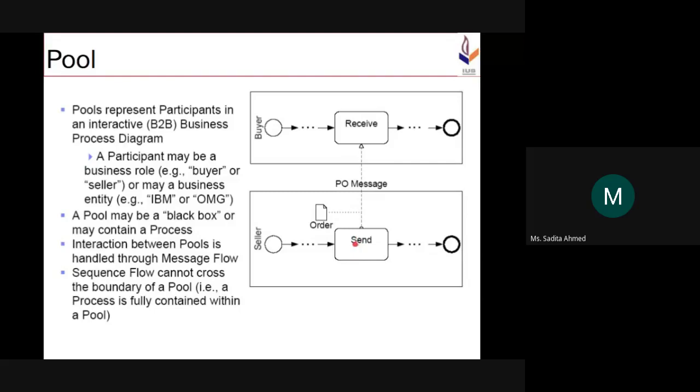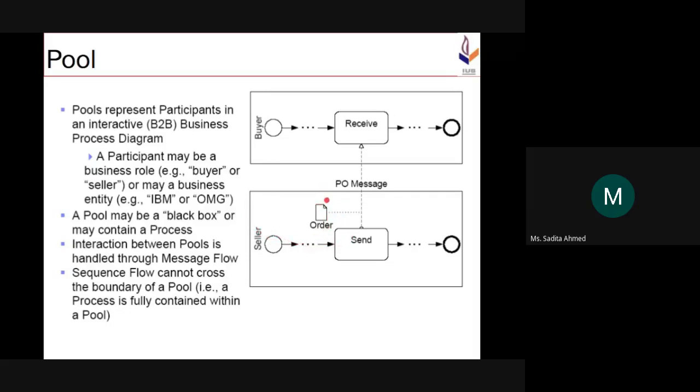So as you can see, the seller sends a message to the buyer, the PO message, and the buyer receives it. And as you can see from the notation, it starts with an empty circle and ends with an empty enclosed triangle arrowhead. So it represents the fact that the seller is sending the PO message to the buyer. Now, while the seller sends this message, the seller also sends, let's say, the order receipt, or the order memo.